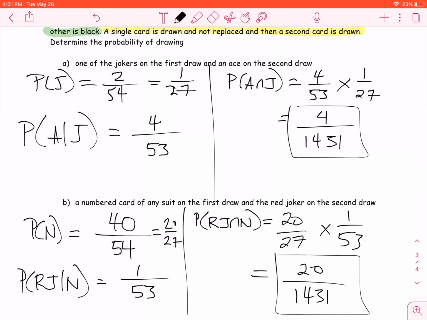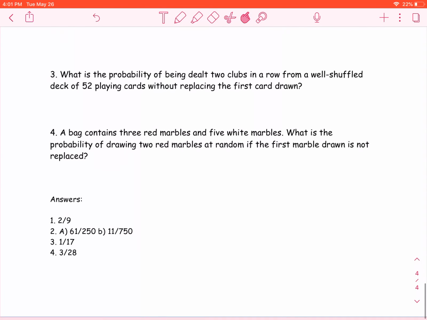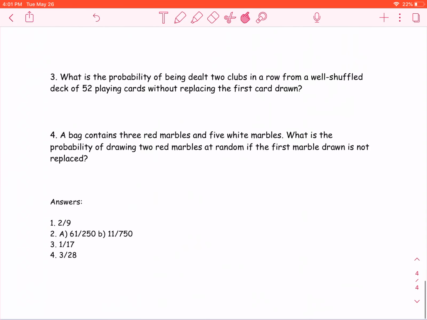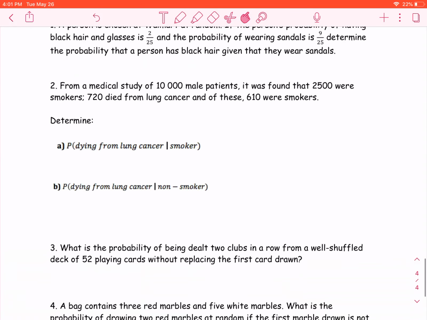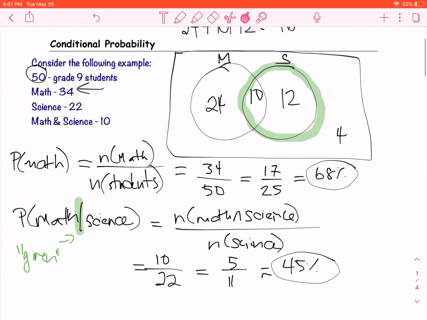Okay. All right, so that's our talk on conditional probability. There are 4 homework questions that I'd like you to look at. Your answers are at the bottom. And in accordance with the 4-6, I'm also going to get you guys to complete a couple questions on independent probabilities, and that's a sheet that will come separate.